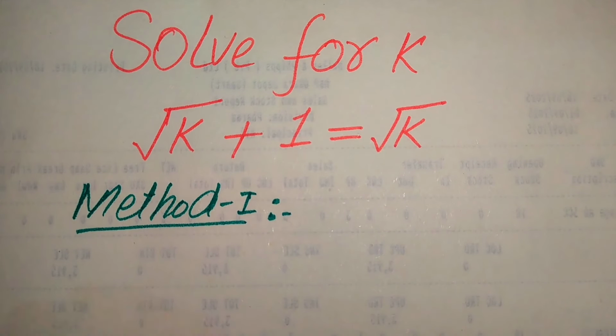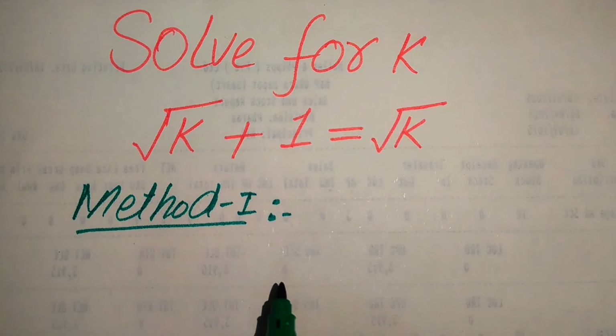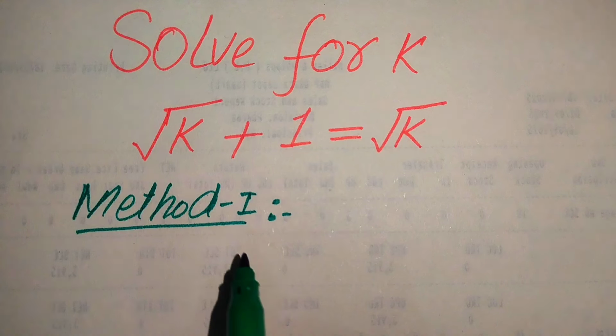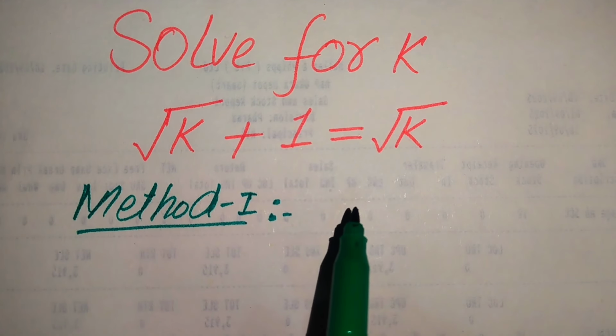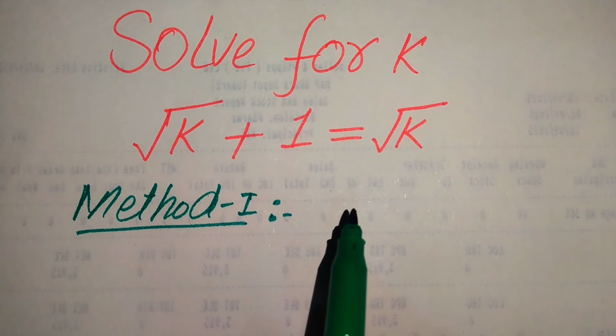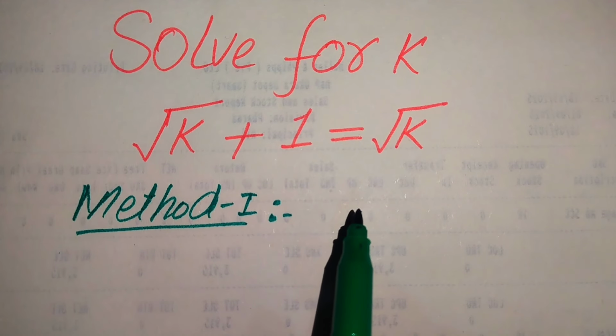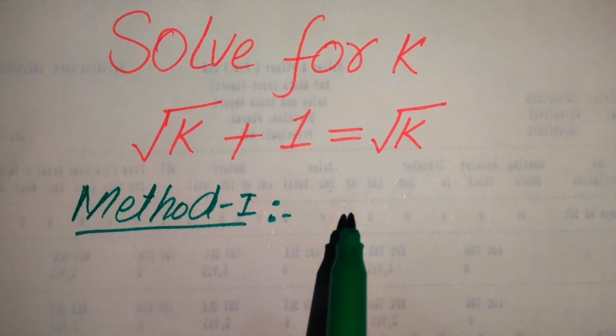Hello everyone, how to solve this problem for the values of k if we have square root of k plus 1 is equal to square root of k, and we solve this problem for all the values of k. So here first we need to find all the roots of this equation, and at the last we will verify which of the roots are solutions and which of the roots are extraneous roots.